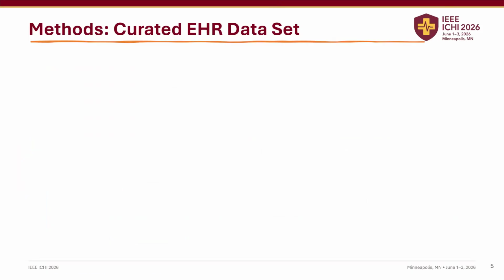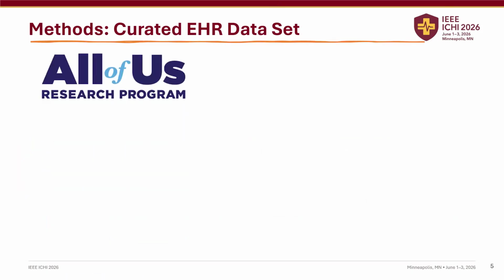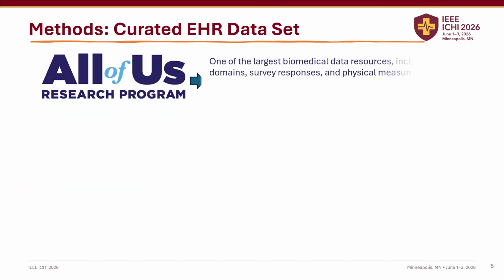Now let's see a review of how we extract and curate real-world EHR data. We get data from the All of Us research program, which is one of the largest biological data sources. It includes EHR domains, survey responses, and physical measurements. Let's see how we get the data.